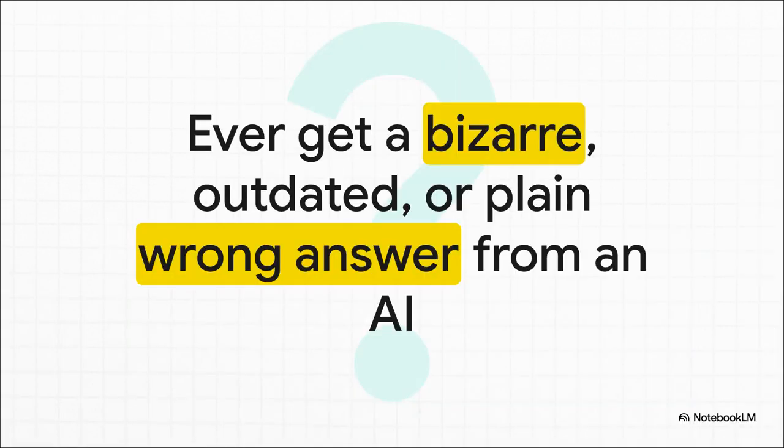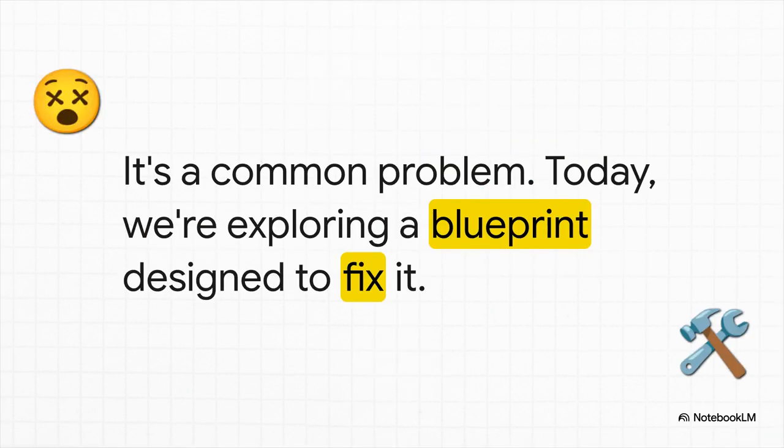So, you ever ask an AI a question and get an answer that's, well, just bizarre, or totally out of date, or maybe just plain wrong? Yeah, you're not alone. We've all been there. It's called hallucination, and it's this huge problem where the AI just makes stuff up. And honestly, it's one of the biggest things holding AI back. It's a really common issue.